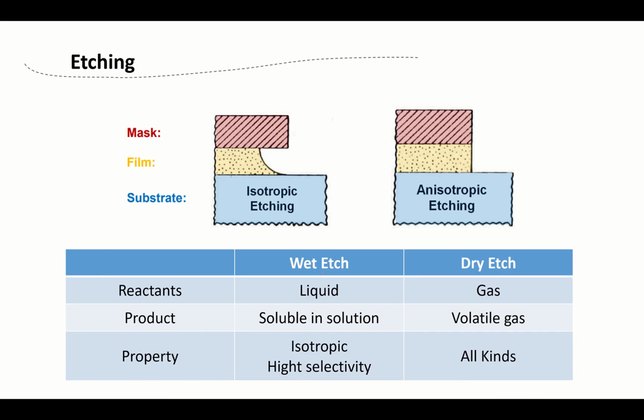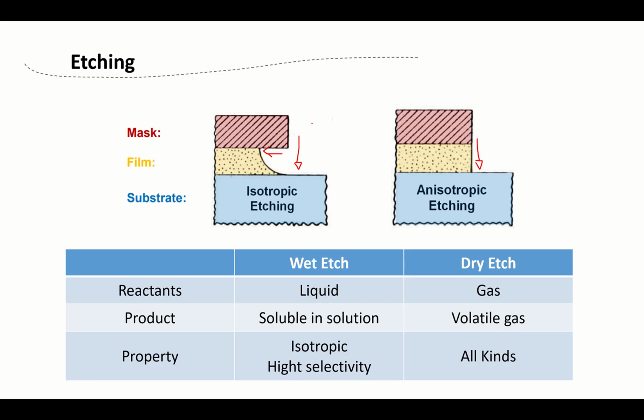So for etching, we have wet etch and dry etch. The reactant for wet etch is liquid, for dry etch it is gas. The product will be soluble in solution for wet etch and volatile gas for dry etch. So wet etch will be isotropic. When we say isotropic, it means it will have both vertical and lateral etching. Anisotropic is more in one direction, like the vertical one. And you will have higher selectivity.